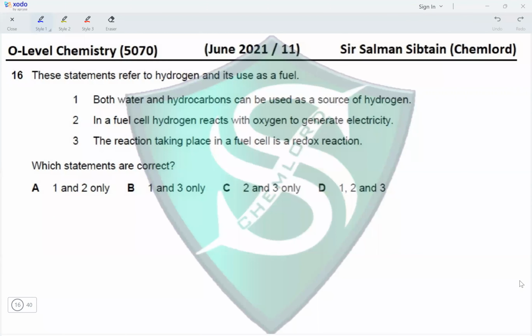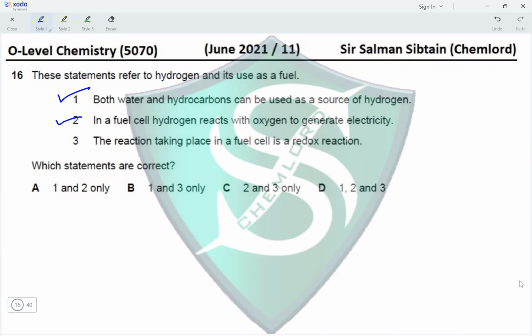Question 16. Three statements refer to hydrogen and its use as a fuel. Statement 1. Both water and hydrocarbons can be used as a source of hydrogen. Yes, electrolysis of water and cracking of hydrocarbons will produce hydrogen. 2. In a fuel cell, hydrogen reacts with oxygen to generate electricity. Yes, the fuel for a fuel cell are hydrogen and oxygen gases.